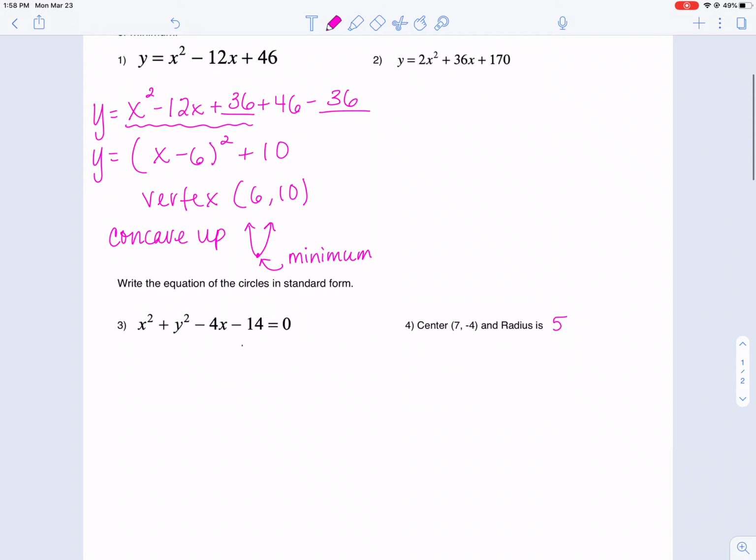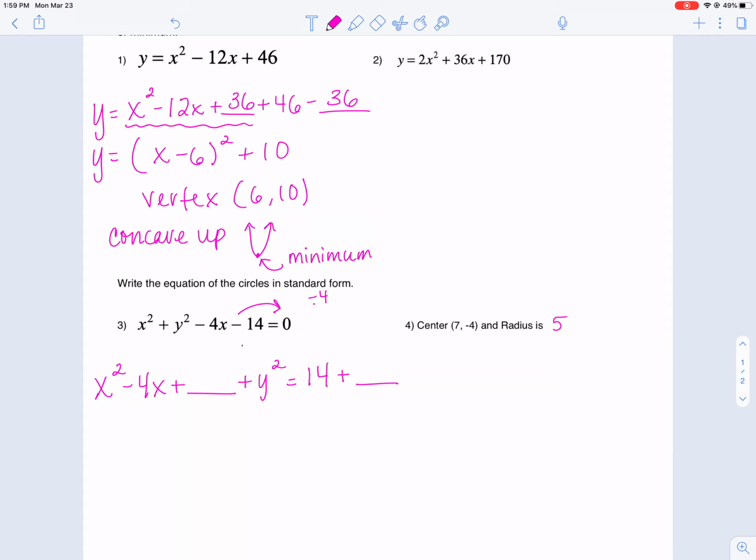If you take a look down at number 3, similar, but it's not a parabola. Now we're looking at a circle. So again, you're going to keep the x's with the x's and the y's with the y's. This one is interesting because x squared goes with negative 4x, and I'm going to leave room for my magic number, but y squared, there's nothing to go with it. I'm going to bring negative 14 over to the other side to make it a positive 14, and I'm only going to have to add one magic number.